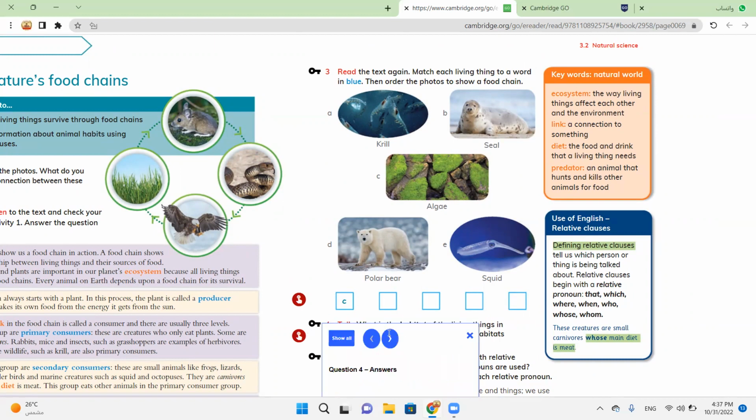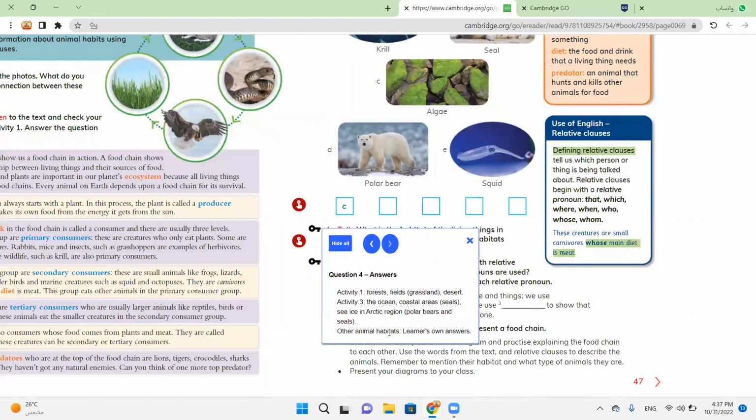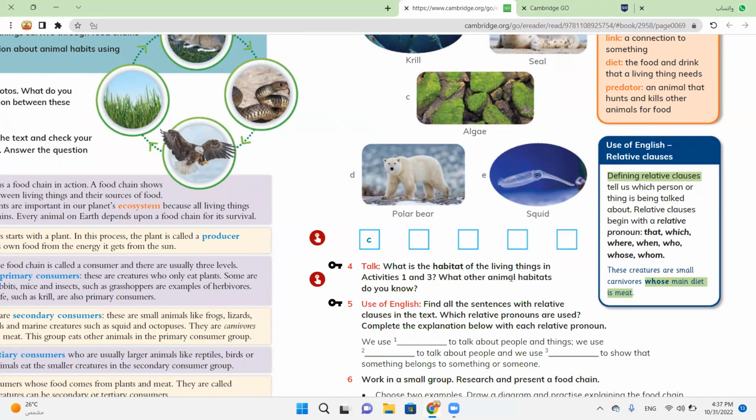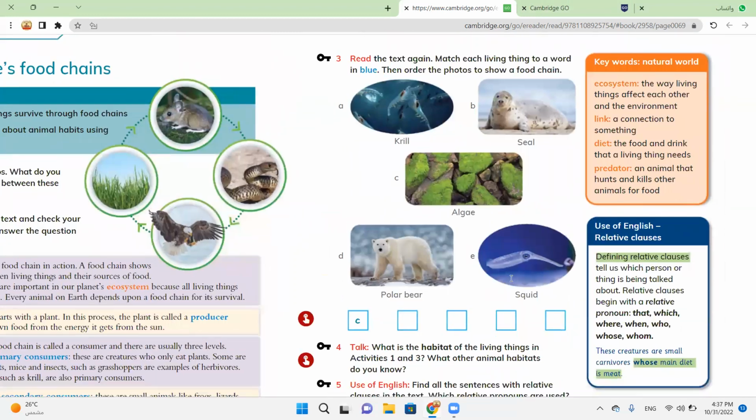So let's look at the answers. In activity 1, we have the birds, the snake, the mice. They live in these habitats: forests, fields, and deserts, right? In activity 3, we have animals that live in the ocean, like the squid, coastal areas, seals, okay, sea ice in the Arctic region, polar bears, and seals. So polar bears and seals, they share the same habitats, all right?